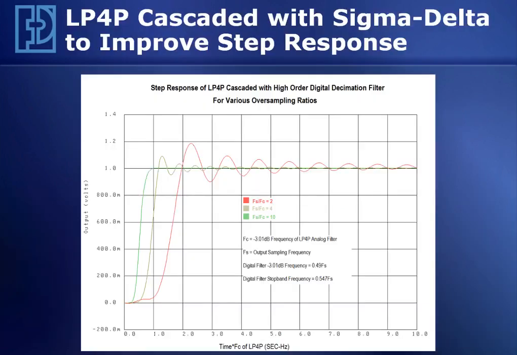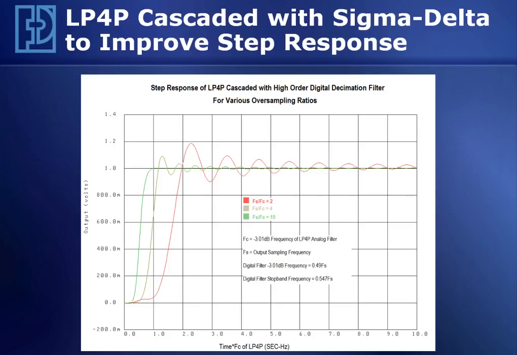And here in this particular slide, we're looking at the step response of a cascaded LP4P, four-pole pulse mode, analog filter at the front end for various oversampling ratios. So for the red curve, we're only oversampling at 2 times the cutoff frequency of the LP4P. The gold, we're oversampling at 4 times the cutoff of the LP4P. And in the green, we're oversampling at 10 times the cutoff frequency. So you can see the green trace has an extremely well-behaved step response with no perceivable overshoot or ringing.